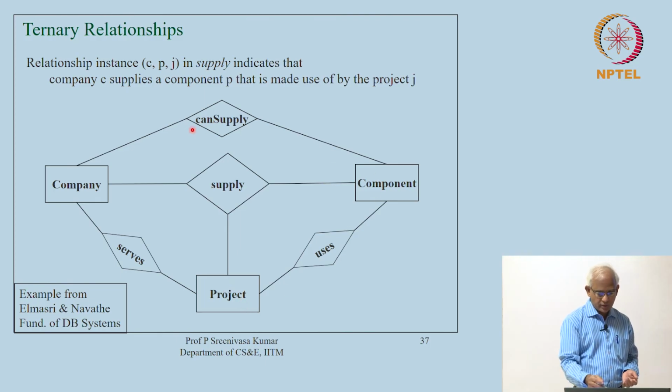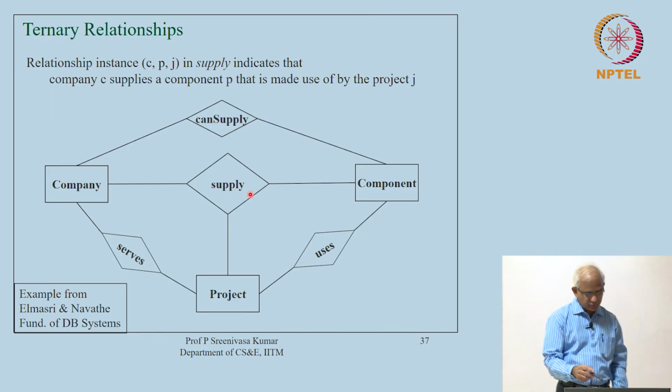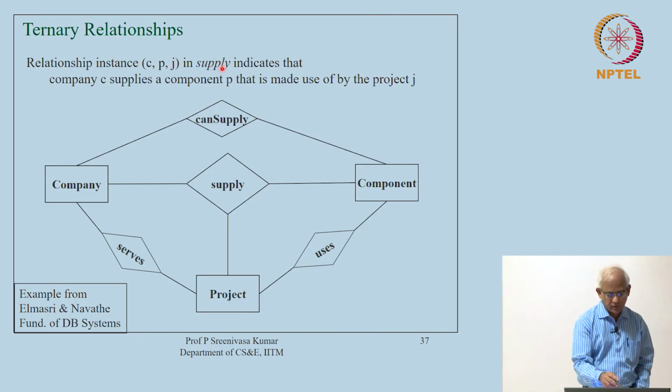So, these are the familiar binary relationships. Here is a supply relationship where the instance CPJ in supply indicates that the company C supplies a component P that is made use of by the project J. All three things are associated together, and that is what is captured by supply. So, if you want to capture this particular situation, we need a ternary relationship.